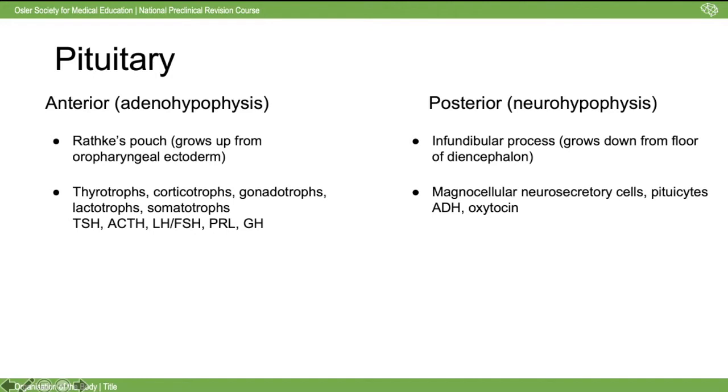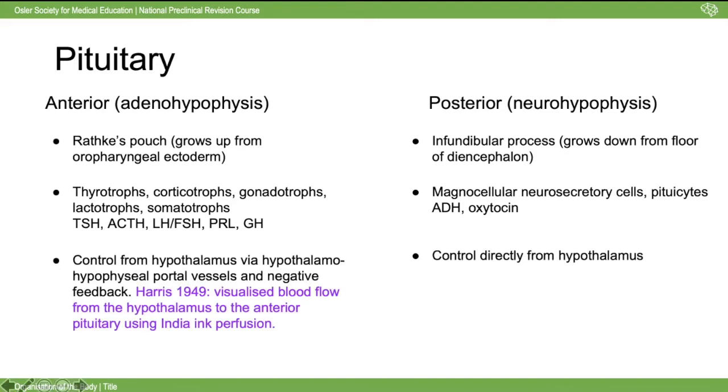And then the posterior pituitary is made up of these magnocellular neurosecretory cells. And these cells have their cell bodies in the hypothalamus, and that's where they produce the hormones ADH and oxytocin. And they have their terminals in the posterior pituitary, and so that's where the hormones are released from. And the cell type that people always forget about in the posterior pituitary are pituicytes. And these are glial cells, basically, so they play a supporting role in the posterior pituitary.